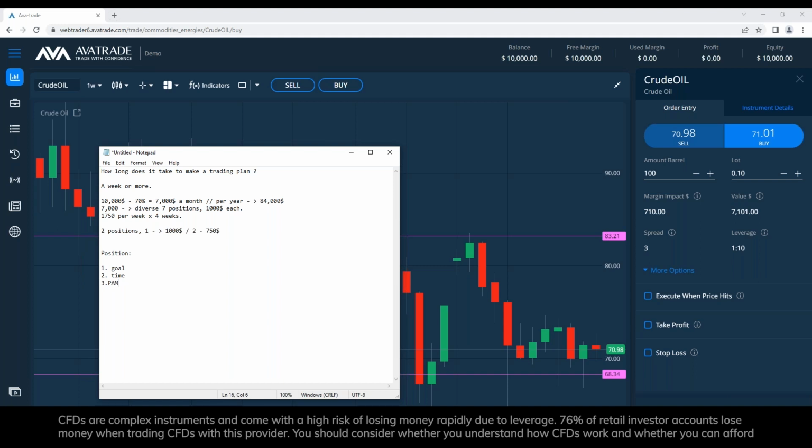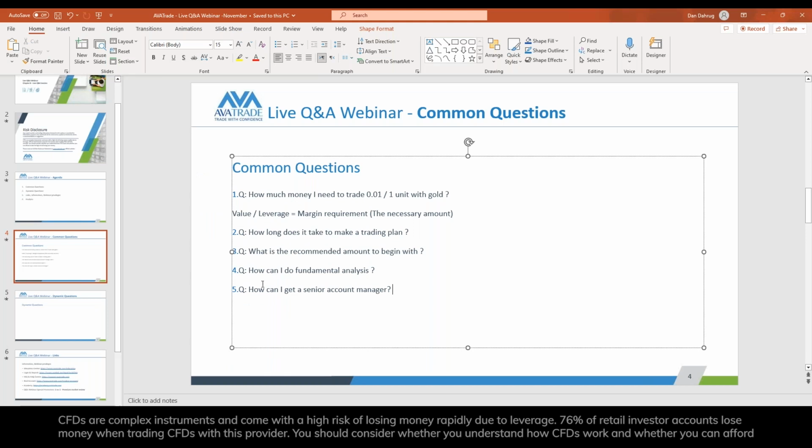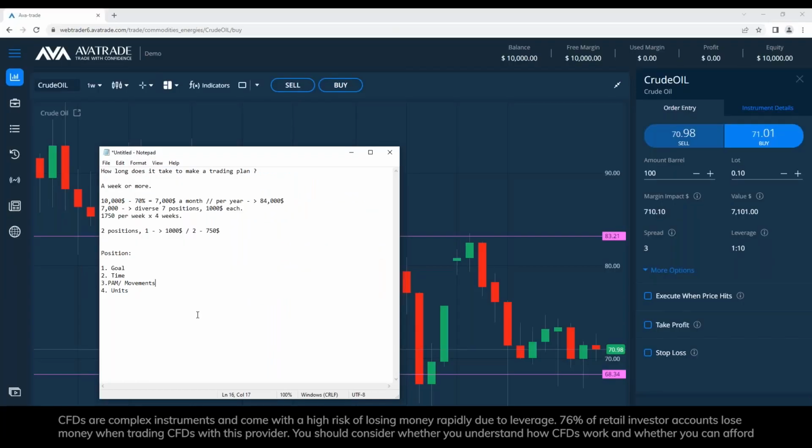Then you need, okay, then you need that. I'm not sure that we have the time to go through all of that, but all right. You can ask your senior account manager. Let's see if there is a question here. Yes, I had a feeling. So you can ask a senior account manager to assist you with the plan.